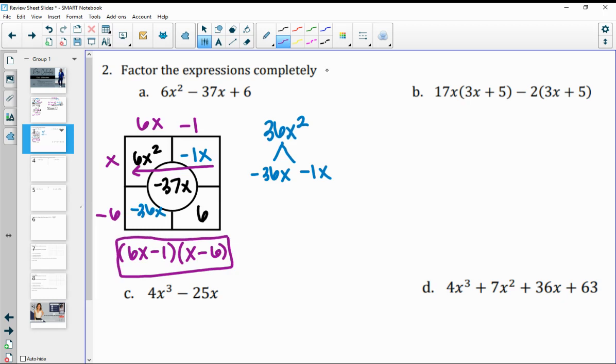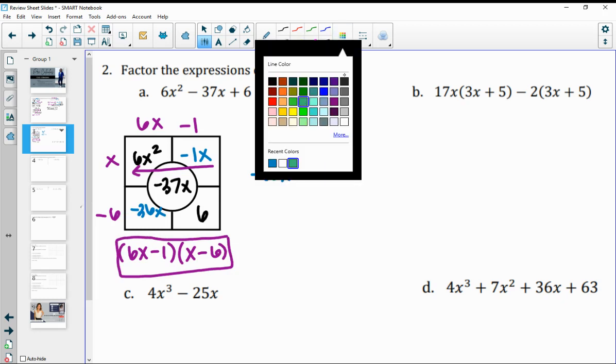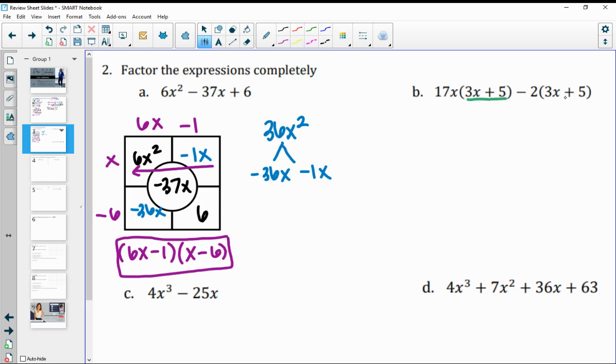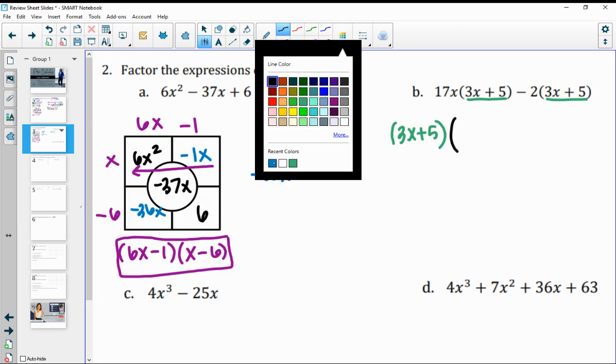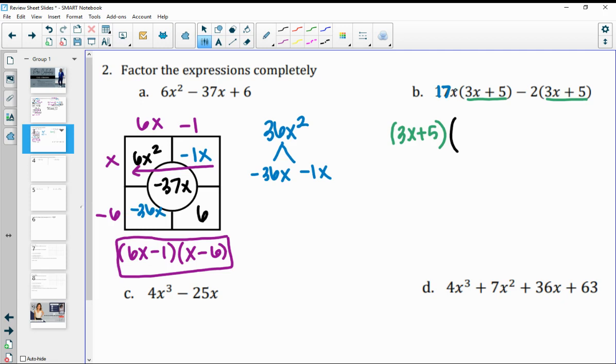B, when we look at this, hopefully we see that we have a common factor here of 3x plus 5. So we'll be able to just take this out since it's in common. And what we're left with when we take that out of our first term is this 17x. And when we take that out of our second term, we're left with this minus 2. And then that's fully factored because each of those are just linear factors.